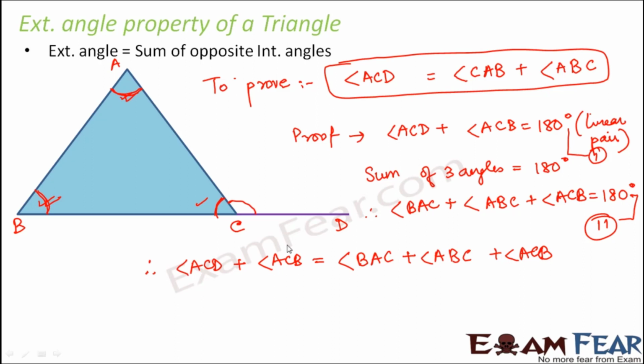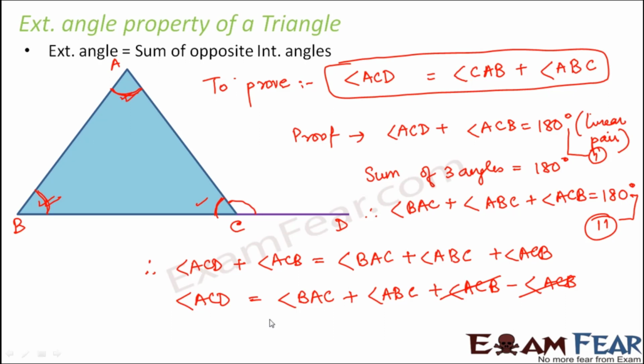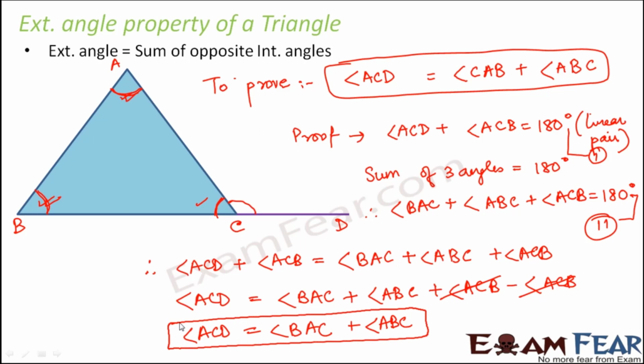So this ACB, if you transpose it to the other side, you will get angle ACD is equal to angle BAC plus angle ABC plus angle ACB minus angle ACB. So ACB will cancel out. So what are you left with? You are left with angle ACD is equal to angle BAC or CAB, whatever you call it, plus angle ABC. And this is what we wanted to prove. That is, the exterior angle is equal to the sum of opposite interior angles.